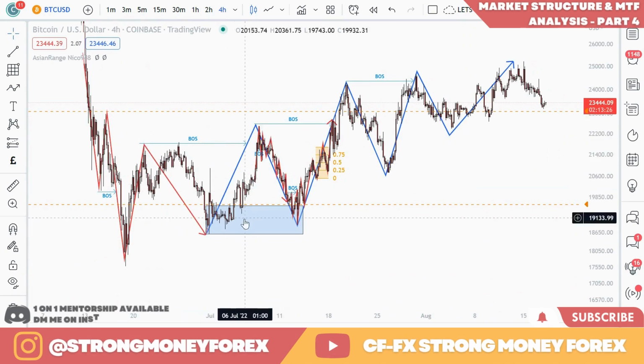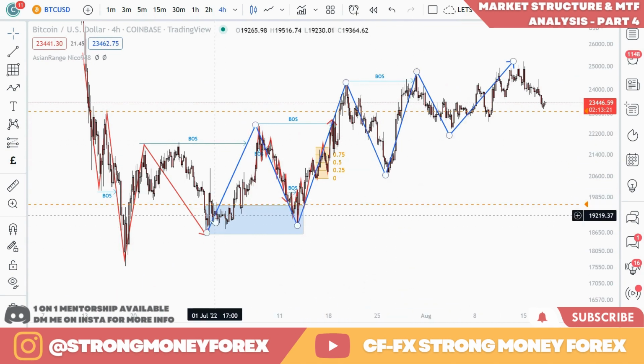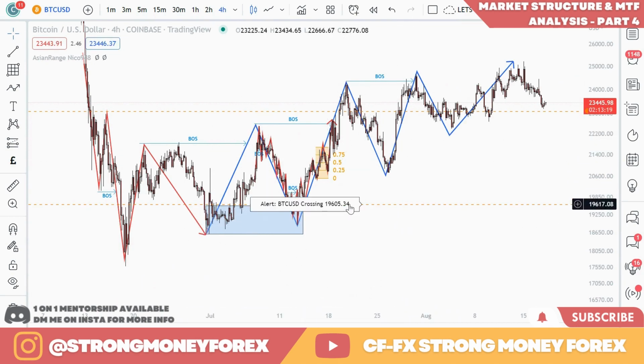So in our uptrend, we know where our discount zones are. We don't want to be really looking for trades until we're in those areas. So we can draw on our discount zones. We can set alerts and then wait for price to come back into them. Setting alerts is really, really easy on TradingView.